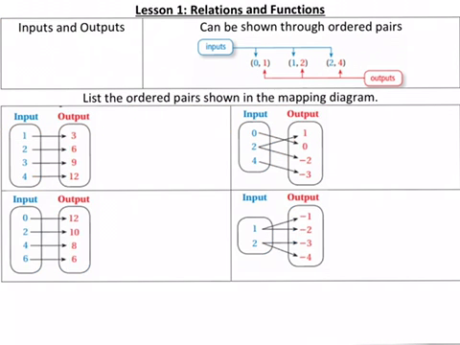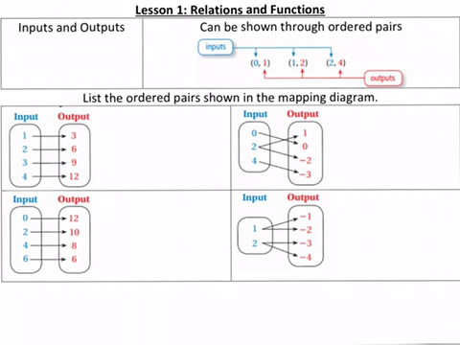Now we're going to get into the lesson of relations and functions. So a relation is basically your inputs and your outputs. Your inputs are your x values, and your outputs are your y's. You can see it all up here in this diagram, okay? And your inputs and outputs can also be shown as a mapping diagram, which we see down here in our examples. A relation is just 2 numbers related to each other.